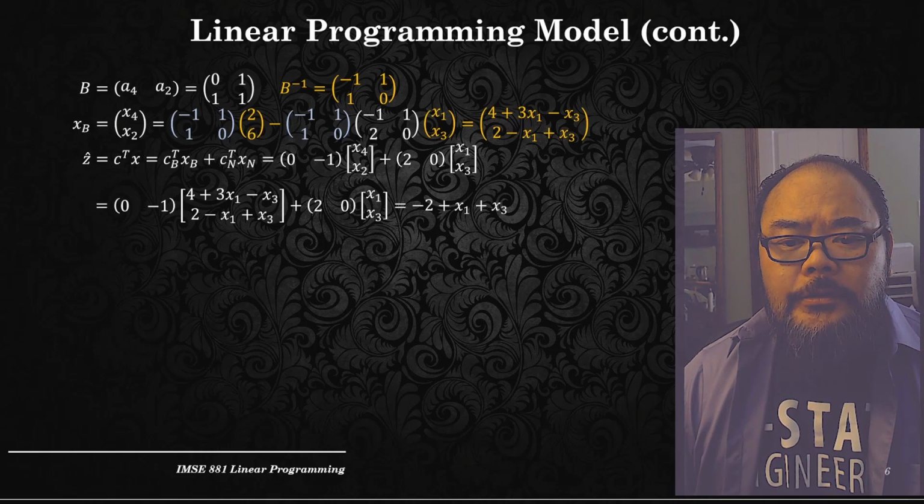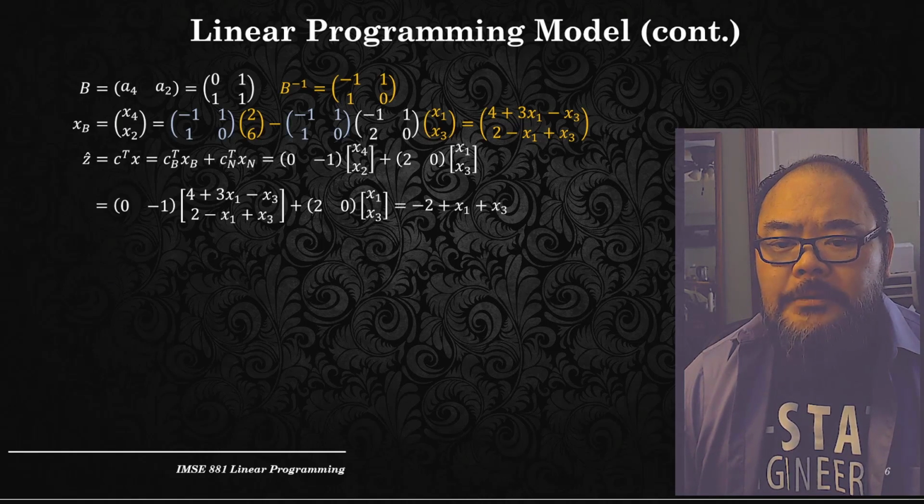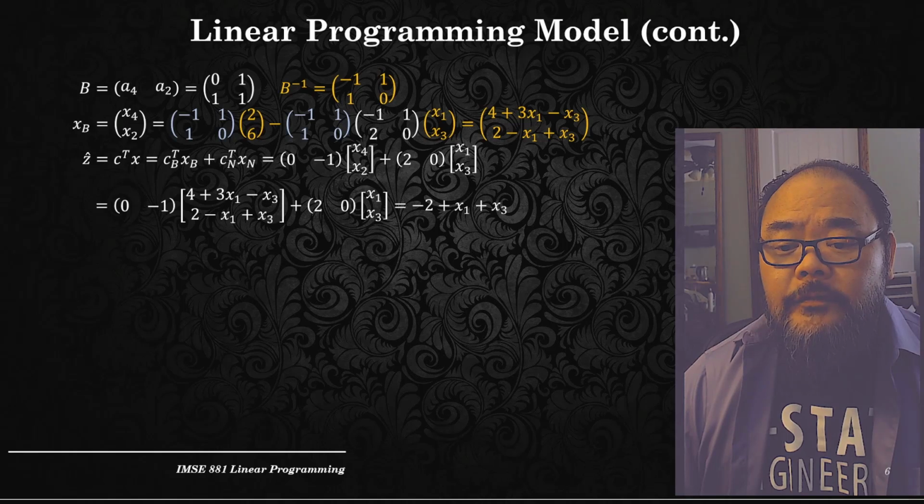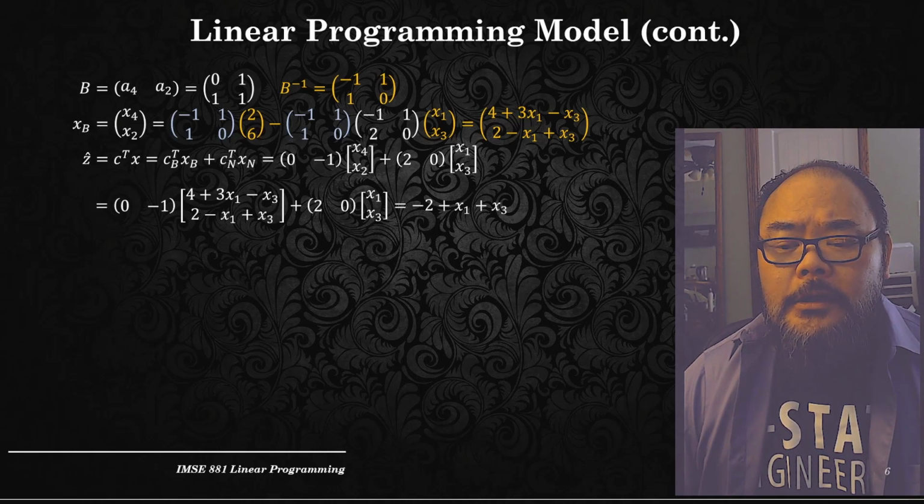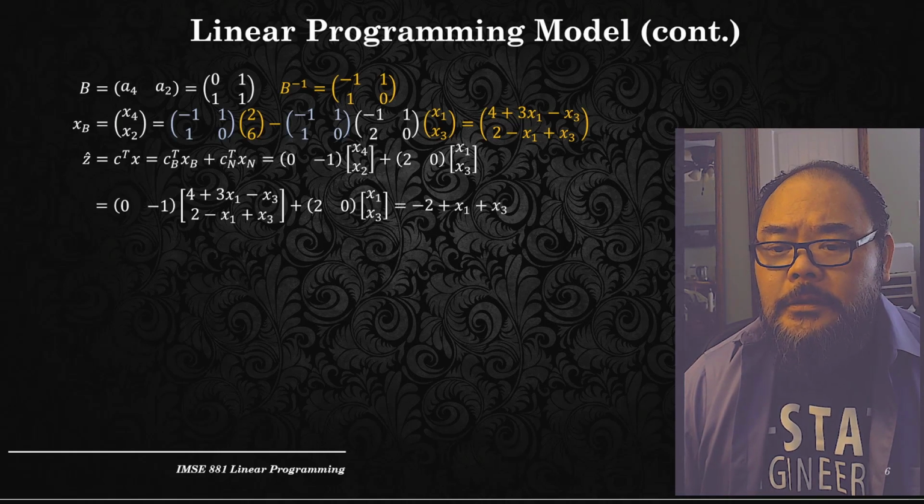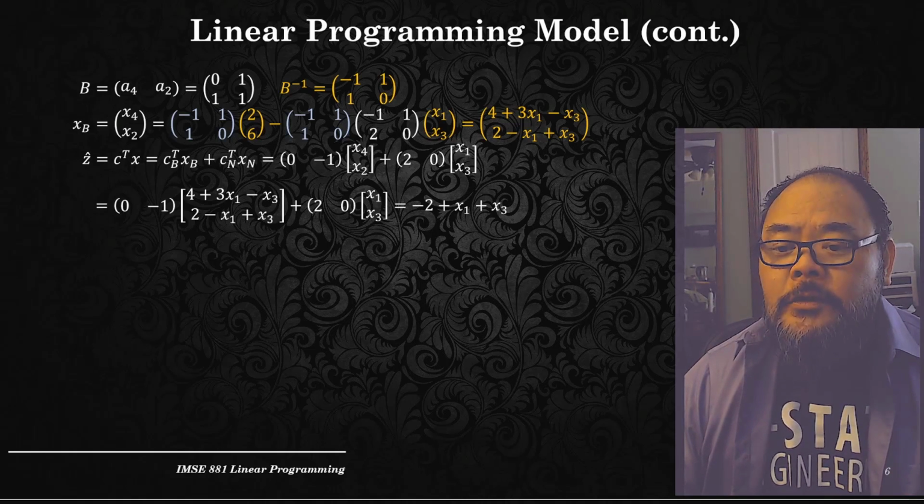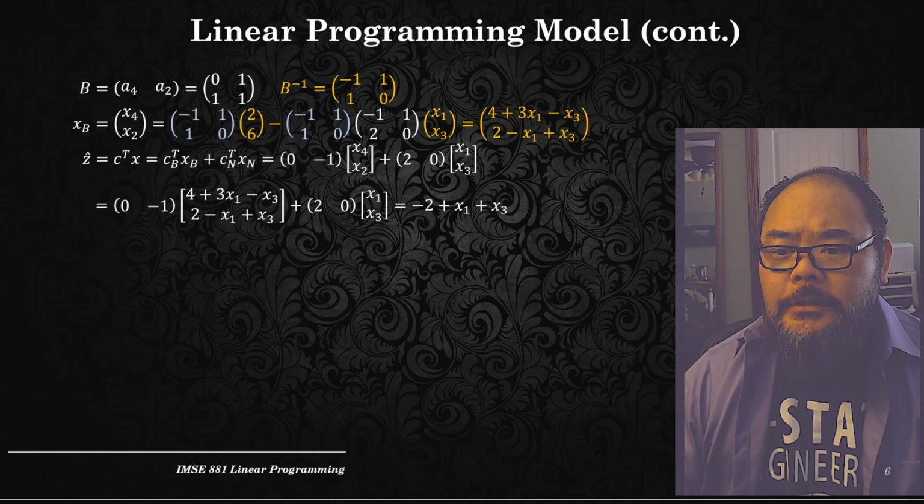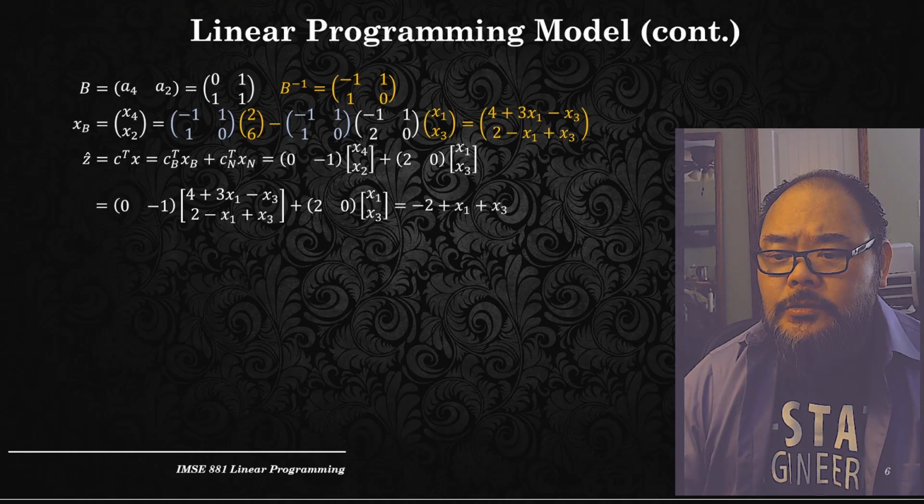Look at the objective function value: c transpose times x equals cB transpose times xB plus cN transpose times xN, which is 0 and negative 1. Remember x4 is the slack variable, so its corresponding cost coefficient is 0. And the cost coefficient corresponding to x2 is negative 1, times x4 and x2, plus 2, 0, which is the cost coefficient for x1 and the cost coefficient for x3. We can replace x4 and x2 using this equation, plug it in, so we actually get a summary solution of negative 2 plus x1 plus x3.